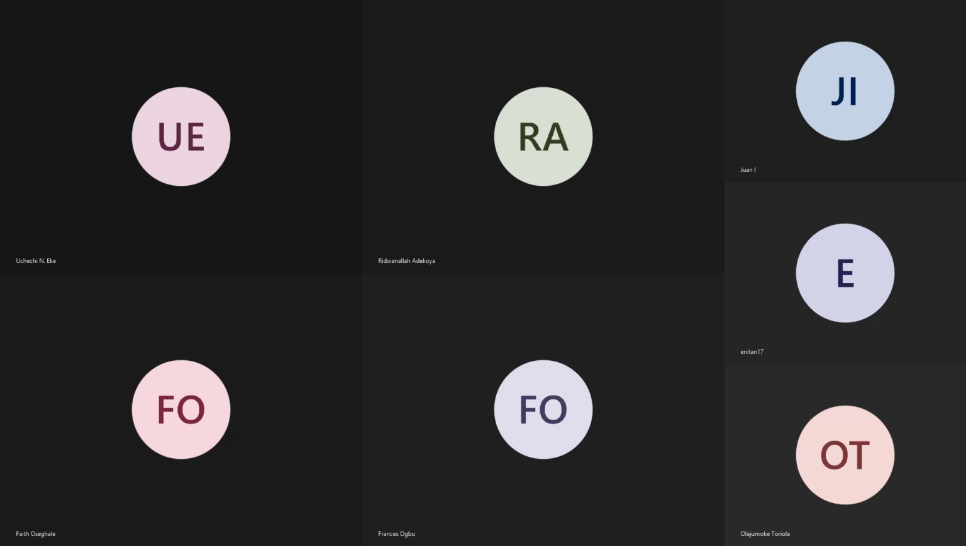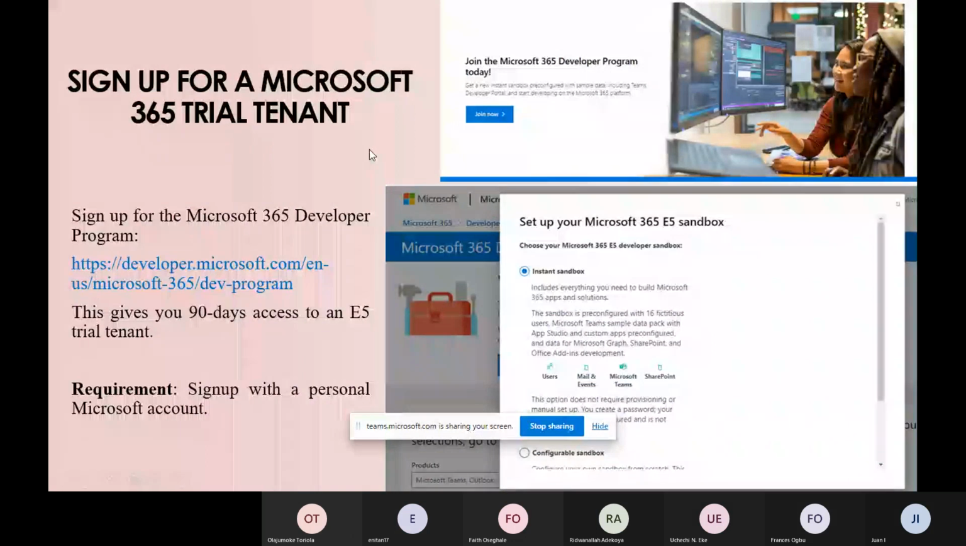Yes, let me quickly share my screen and then I'll walk you through the steps on how you can. Okay, so this trial tenant is actually from the Microsoft 365 developer program, right? So first of all, you go to this link. Like I said earlier, let me just copy the link and I'll post it.